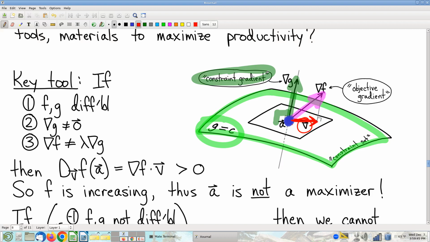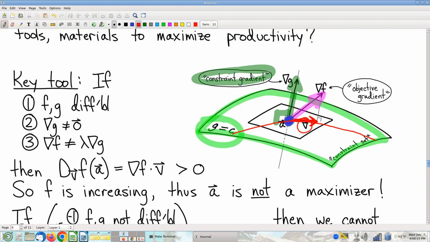Okay. Well, I claim that if you're at this point A, and if you're moving in this direction V, which of course, keep in mind, you're stuck on the constraint set, but V is a tangent vector, and so you can totally just move along the constraint set in such a way that that's your velocity at a given moment. If you're at this point A and moving with that velocity V, the function's increasing.